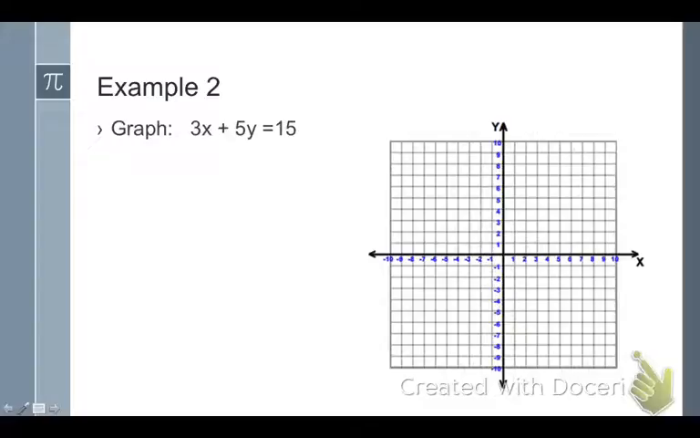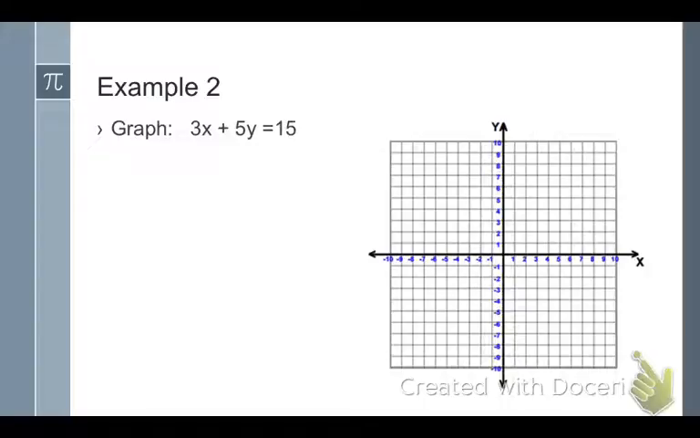Next example is in a different form. This is still a line because you don't have anything with exponents on it besides a 1. There's an x to the first and a y to the first, and you only have x's and y's. You don't have them multiplied together or anything. So this one, it's often most efficient to graph by using x-intercepts and y-intercepts.